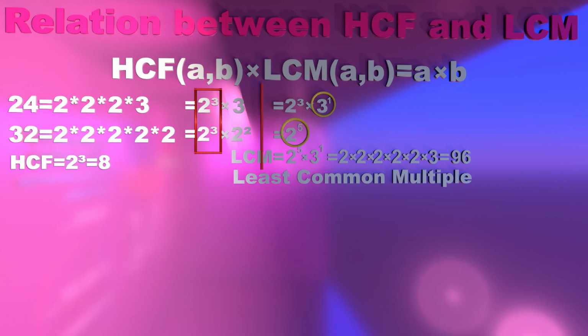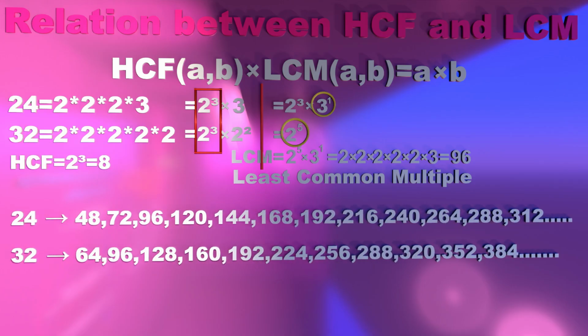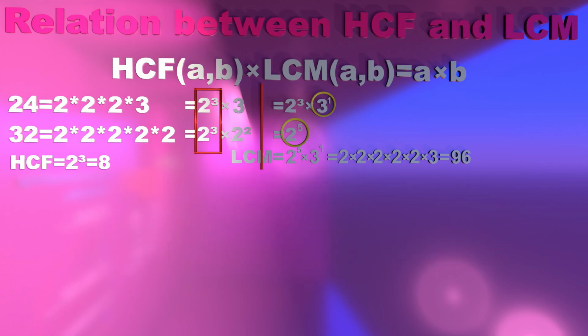You can also understand LCM in another way. Here we have taken the tables of 24 and 32. You can see 96 is common in both multiples. Also 192 and 288 are common. But 96 is smaller than all other common multiples. That's why 96 is called least common multiple.